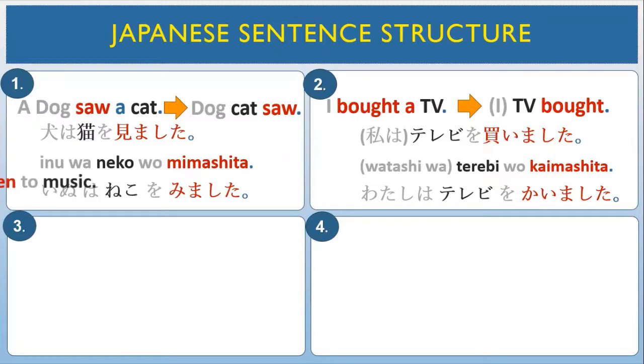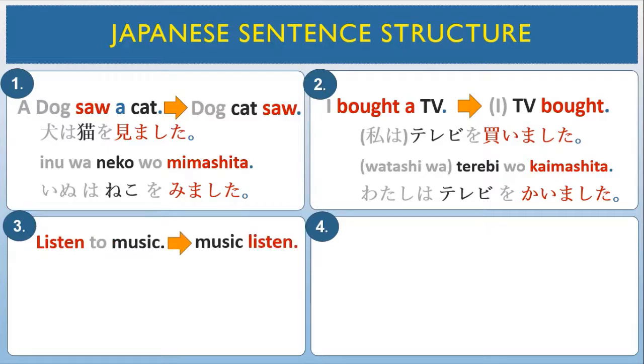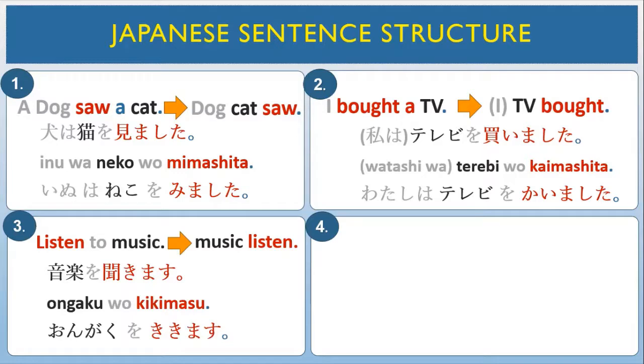Now, sentence number 3. Listen to music. So, listen is kiku, ne? Kikimasu. And music is ongaku. Okay, so can anyone guess how to say this? We say music, listen. Okay. So yes, Ongaku o kikimasu. Very good. Well done. So please listen to the pronunciation.